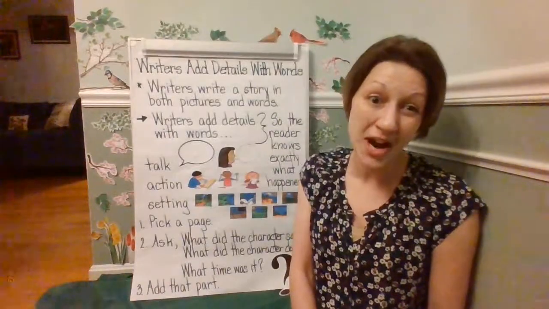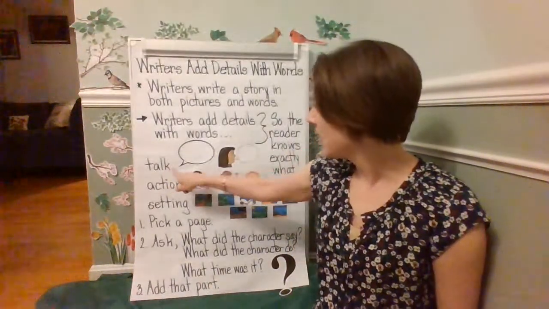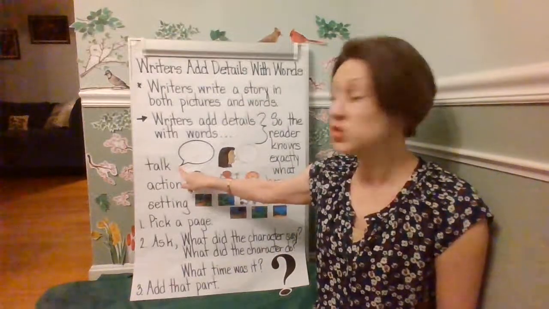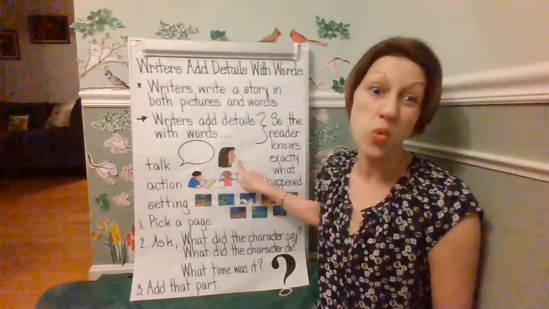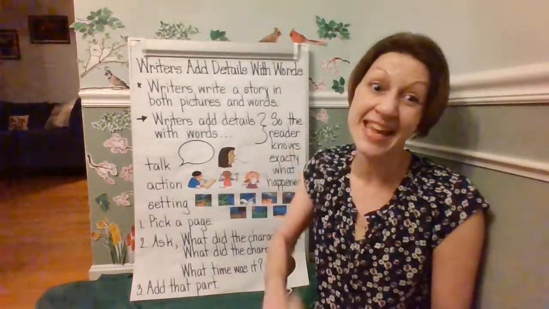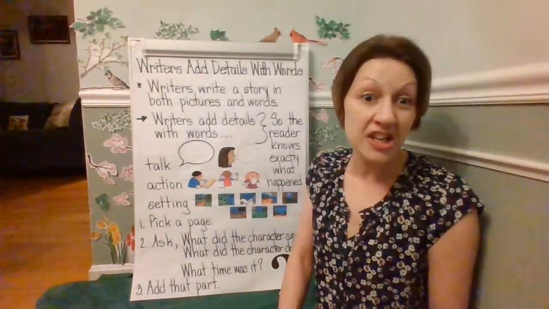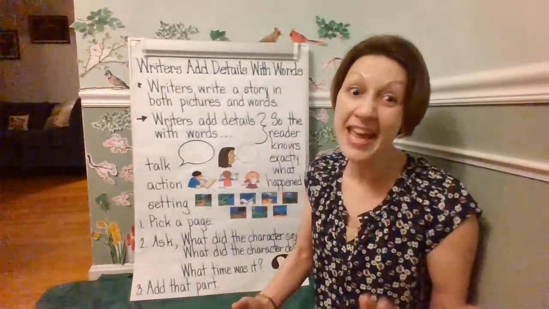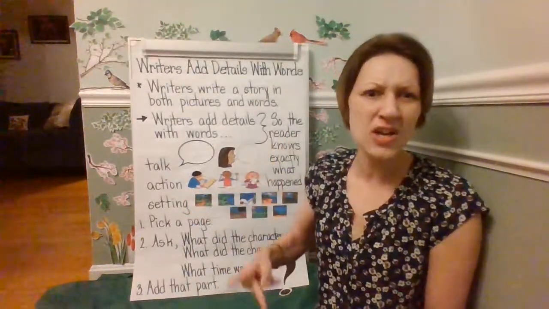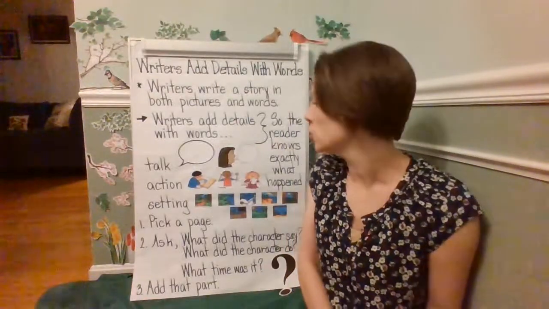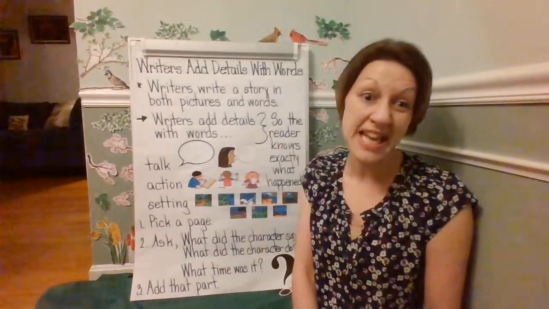Some ways that writers can add details with words is by talk. Maybe the characters in your story have a speech bubble and you're going to share what that character is saying in your story. Maybe you're showing the action through the picture and through the words, like writing, listening, or cutting paper with scissors. Or maybe the setting, where and when the story takes place.